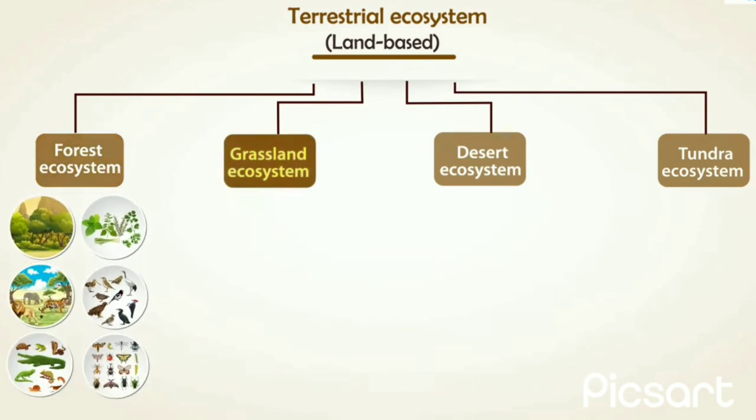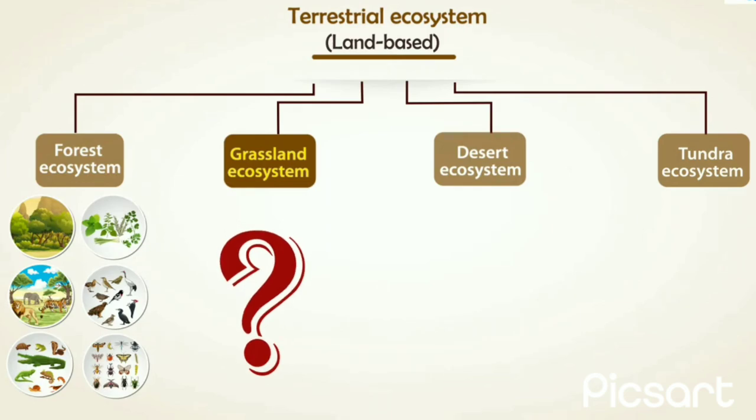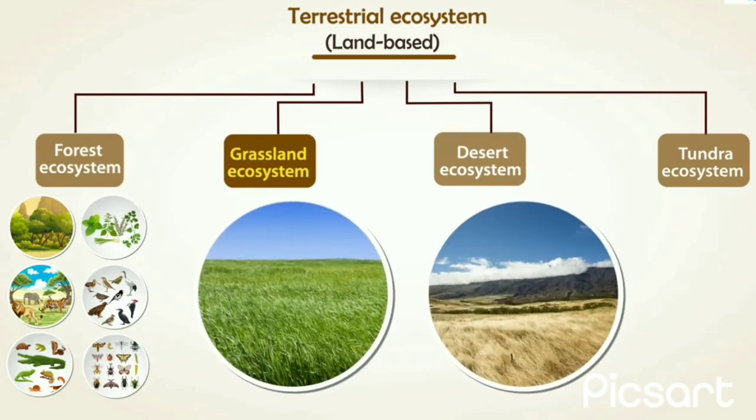Coming to grasslands, why do you think it is called grassland? Yes, you guessed it right. Here the vegetation is mainly dominated by grass. Unlike forest, we don't find trees here. Different animals, insects inhabit this region.